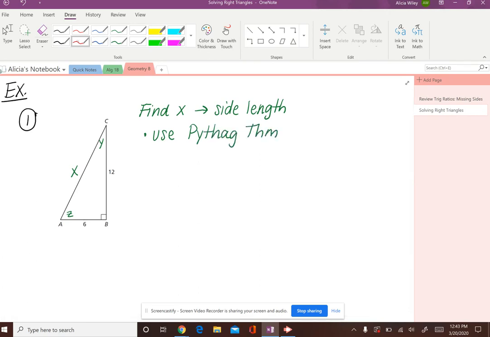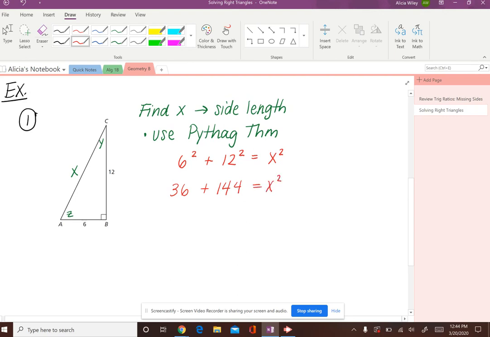All right, so using the Pythagorean theorem, let's talk about what we have. This letter x, is x the hypotenuse, or is it a leg? Right, it's the hypotenuse because it's opposite the 90-degree angle. So since this is our hypotenuse, I can set up my Pythagorean theorem as 6 squared, so leg squared, plus the other leg squared, 12 squared, equals x squared. All right, giving me 36 plus 144 equals x squared.